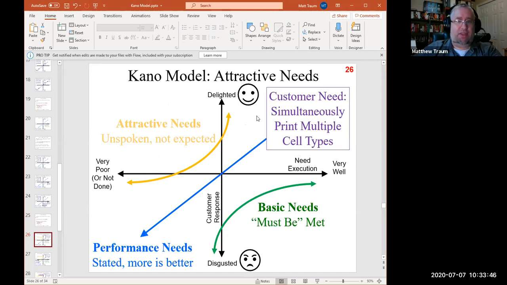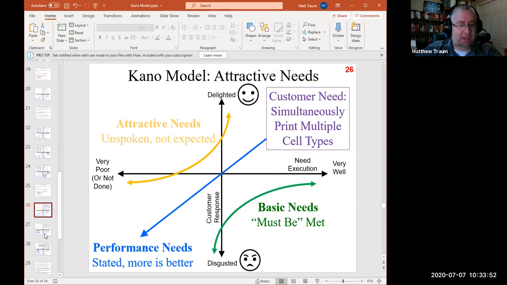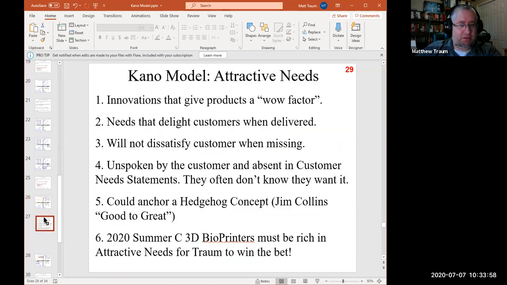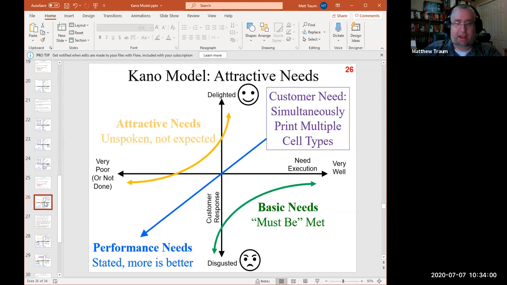And so to do this, because remember, attractive needs, if I go back, oh no, we haven't talked about this yet. Hang on, I've got this out of order. Let me move this here. There we go. Okay, the power of PowerPoint.